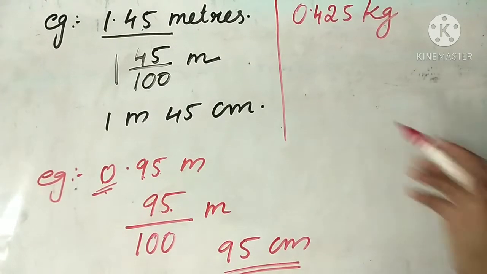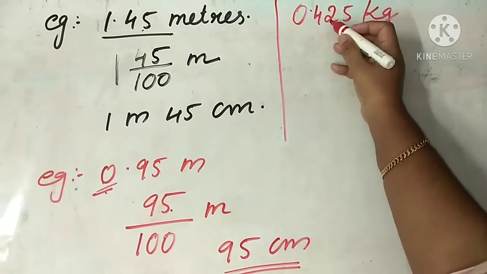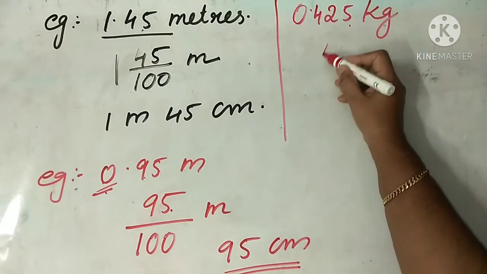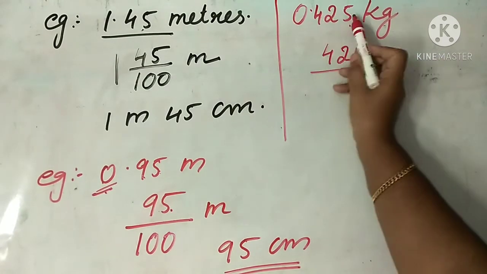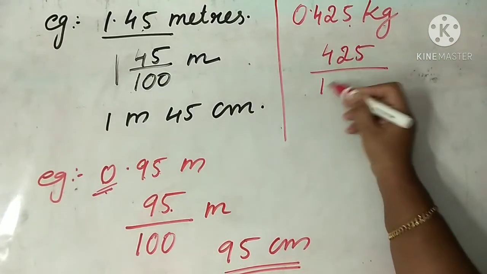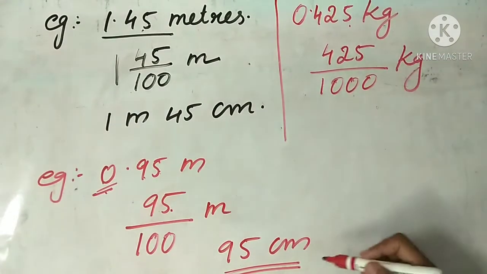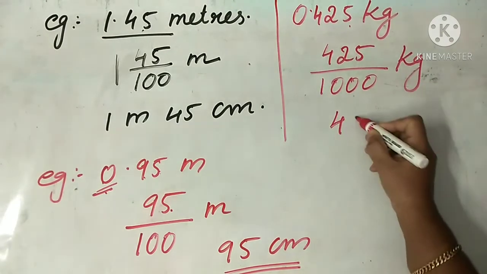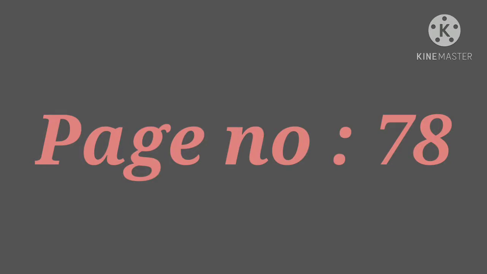Next example: 0.425 kilogram. First we will write the number after the decimal point as a numerator, 425 by, here we have 3 numbers after the decimal point. So we need to put 3 zeros. So the fractional form is 425 by 1000. This we can write as 425 gram. Now let's do some questions on page number 78.